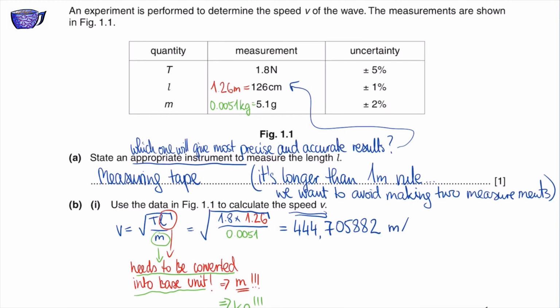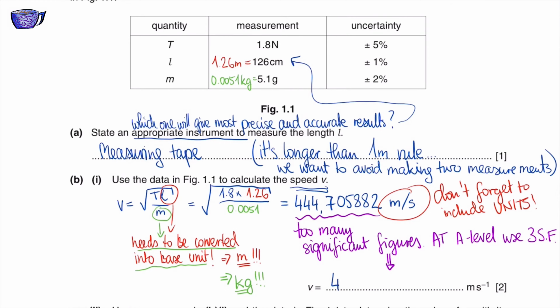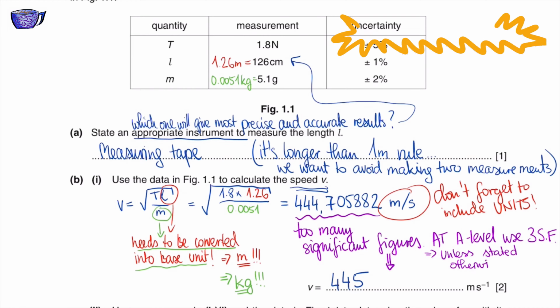Don't forget to include the units, and remember that the amount of significant figures that I wrote down here is too many. So I want to cut these down to an A-level standard, which is usually 3 significant figures. If you want an explanation with regards to why you should be using 3 significant figures, feel free to click here. Top right, that is.